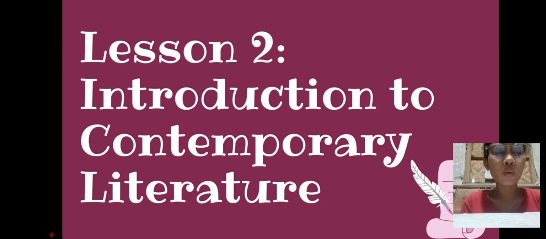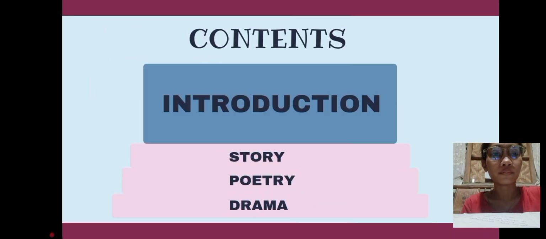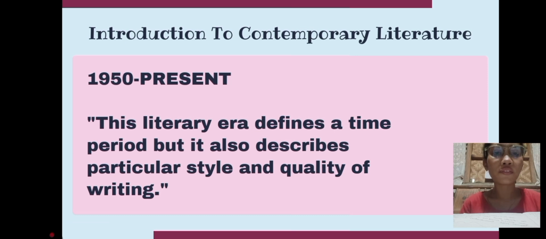Good day, everyone. Today we will talk about Lesson 2, Introduction to Contemporary Literature. So, 1950 to present: this literary era defines a time period, but it also describes a particular style and quality of writing. The phrase emphasizes that contemporary literature is both a historical period and a distinct literary style that reflects the concerns, voices, and realities of our modern world.